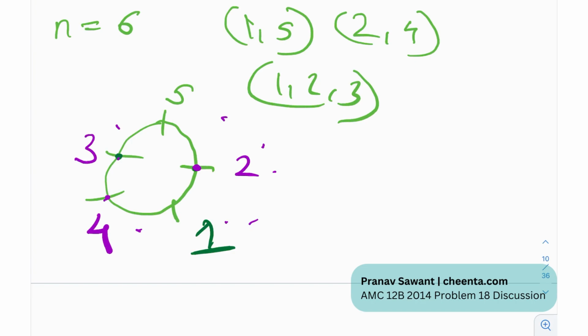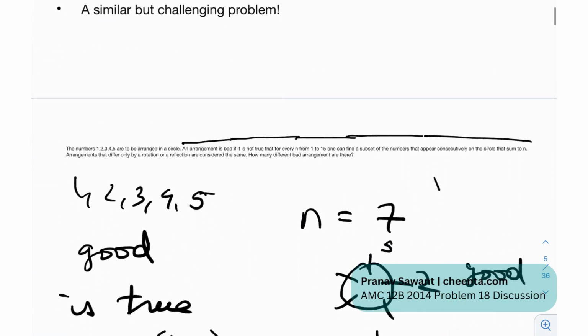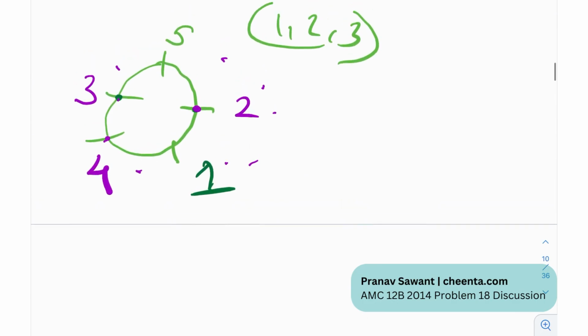Now, here the question arises, can you form any other arrangements? Well, the answer is pretty much no, because any other arrangement that you find will be a mirror reflection, and they have specifically told us not to consider the mirror reflections. Arrangements that differ only by rotation or reflection are considered the same. So this is what I was referring to earlier: if instead of putting 1 over here, I would have put 1 over here, then that would essentially be nothing but a reflection. So we do not need to consider that. So for n is equal to 6, we have one bad arrangement.